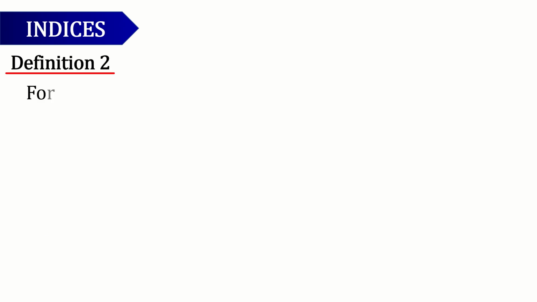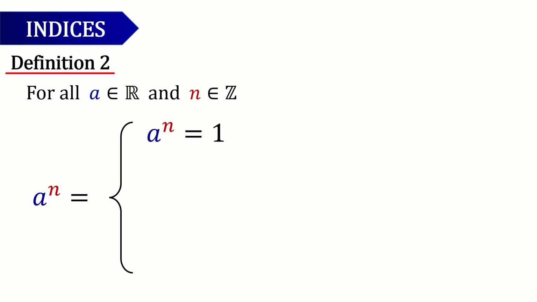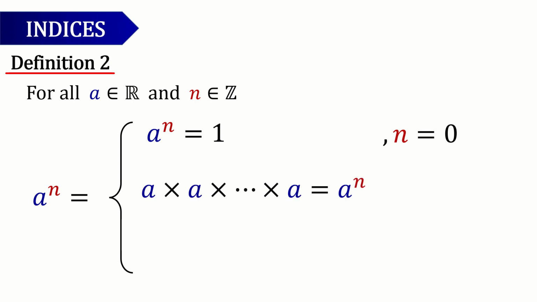The second definition: for all a in the real numbers and n an integer, n can be categorized in three types. The first one, a to the power of n equals 1, means n is equal to 0. The other two are what we learned previously: a multiplied by itself n times equals a to the power of n, for n positive. If n is negative, that is equivalent to the reciprocal of a to the power of n, which is 1 over a to the power of n.